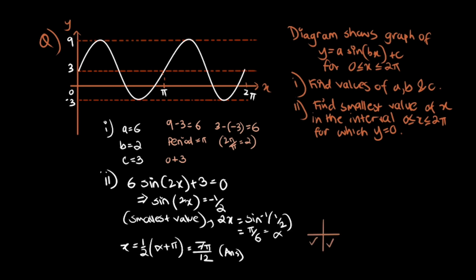When we find the smallest value, we consider the one closest to the lower limit of the interval. The basic acute angle is pi by 6, and since sine is negative, the solutions lie in the third and fourth quadrant. We take the value in the third quadrant, which is 7 pi by 12.